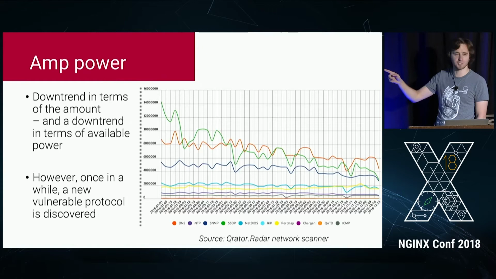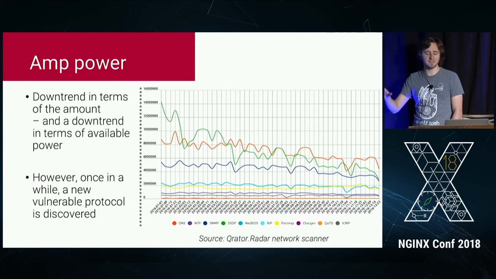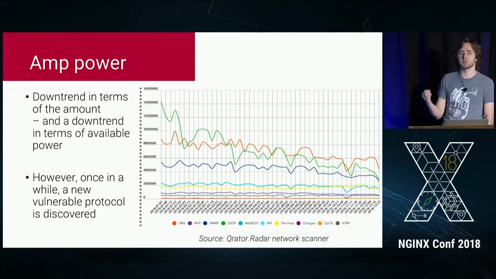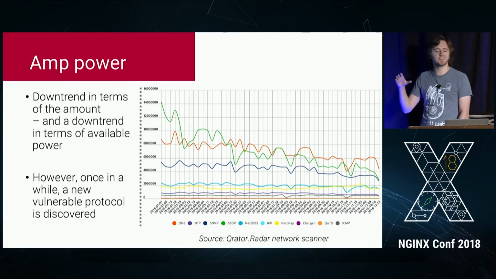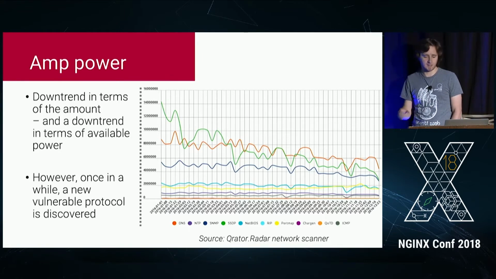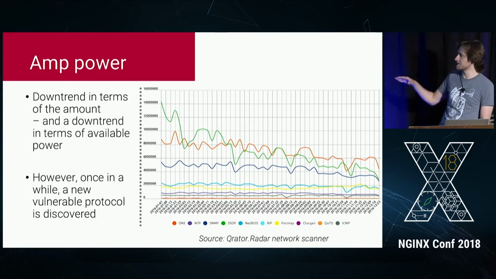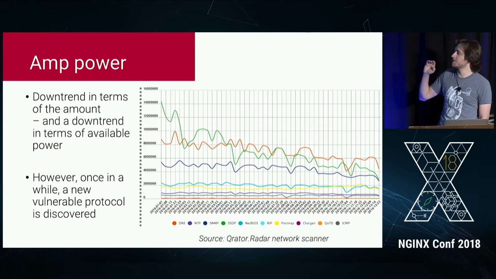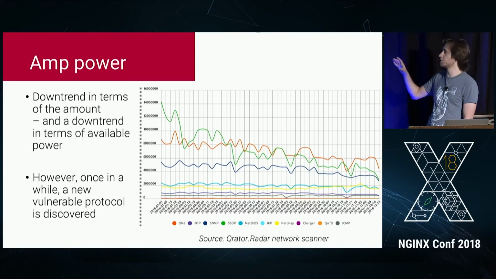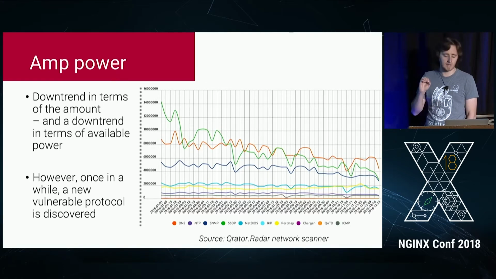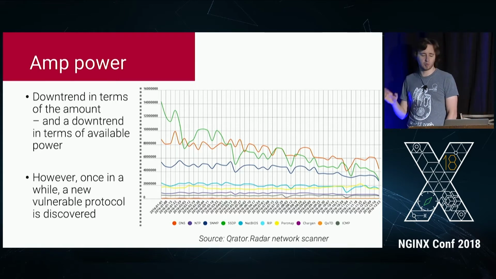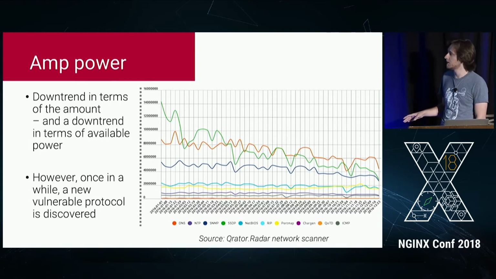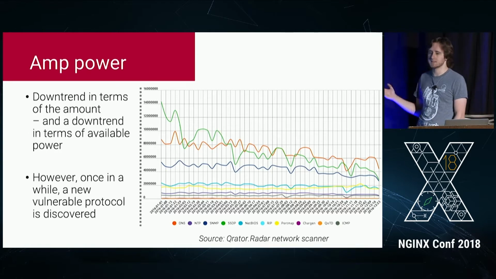The amplification factor is how much data you can basically get in return towards the victim from an amplifying server compared to the size of a spoofed request. There's also a stable downtrend in terms of available amplification power, and the factor is quite different for each protocol, NTP being about 10 times more powerful than LDAP, according to the NIST report.